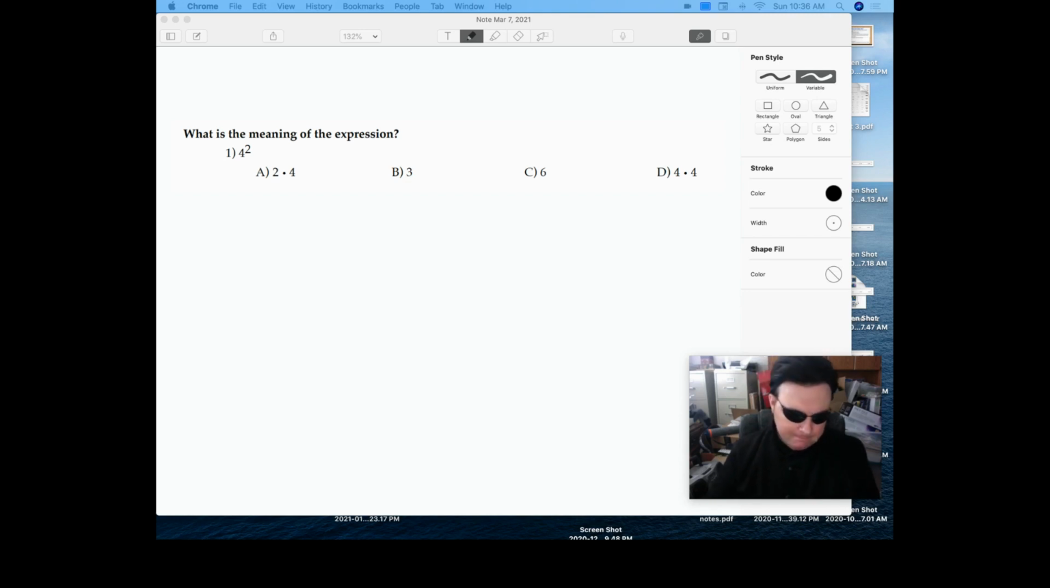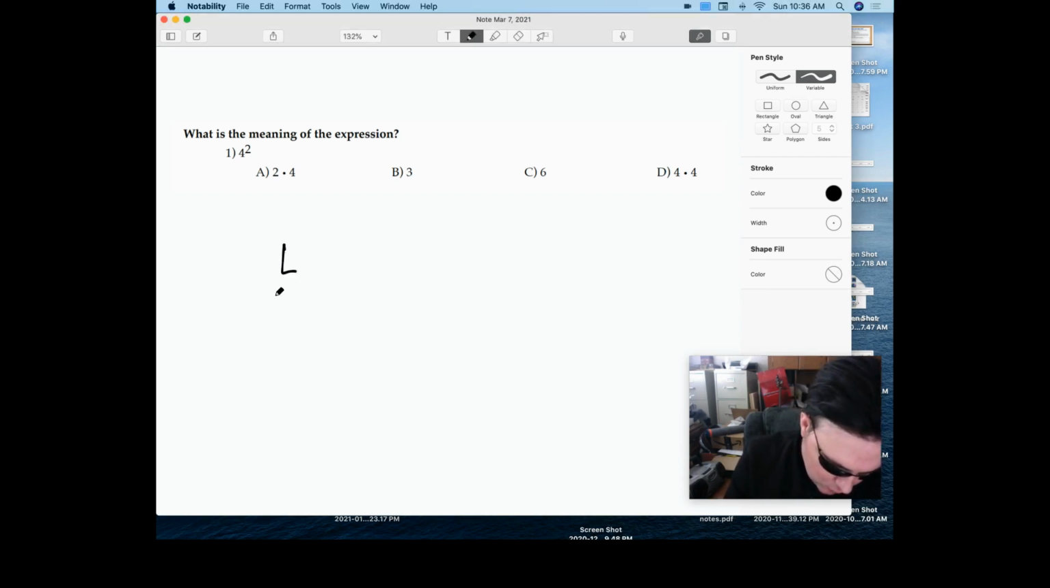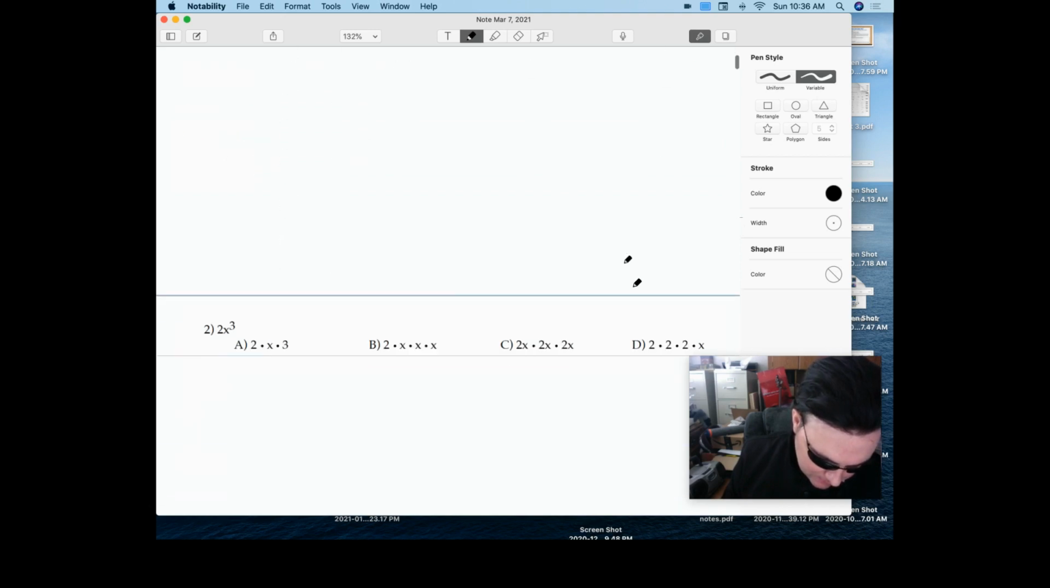So let's begin. The first question we have here is, what is the meaning of the expression 4 squared? We know 4 squared means 4 times 4. The exponent tells us how many times we're going to multiply the number by itself, and hence the answer is D. Let's move on.